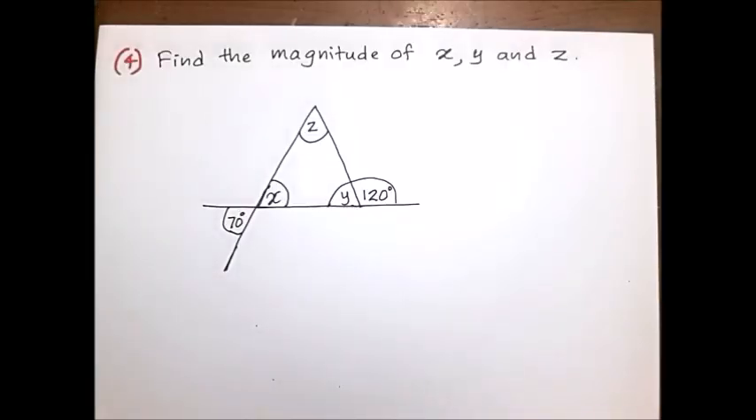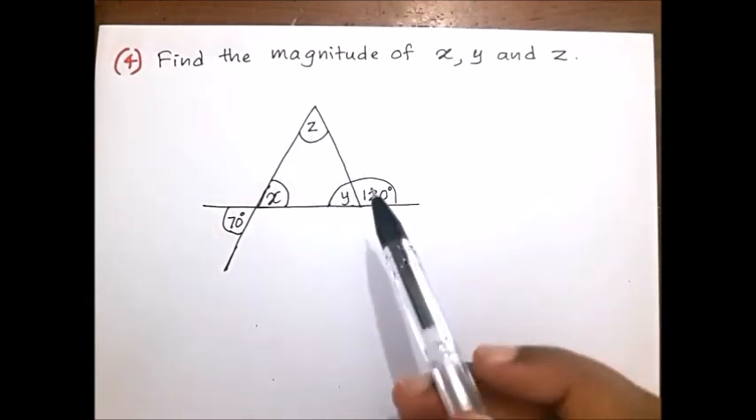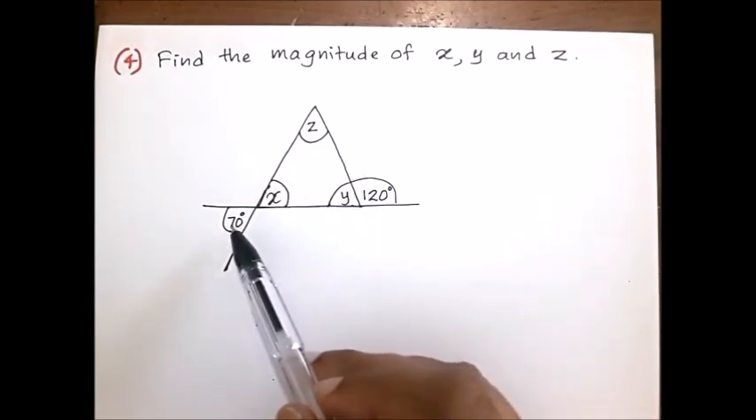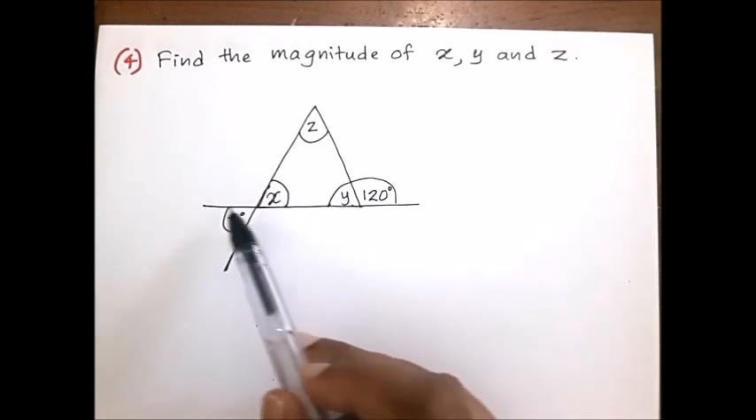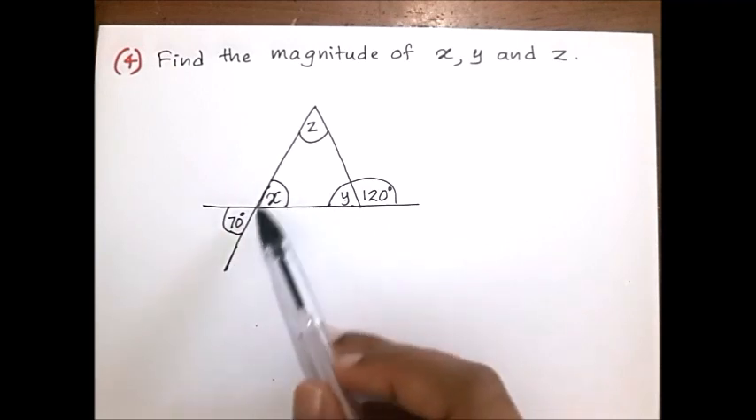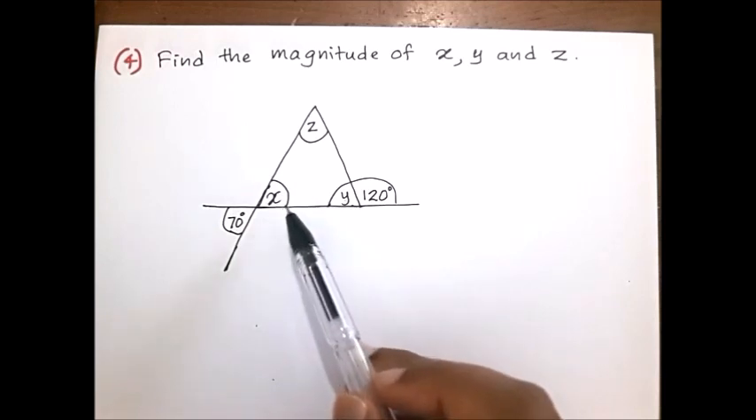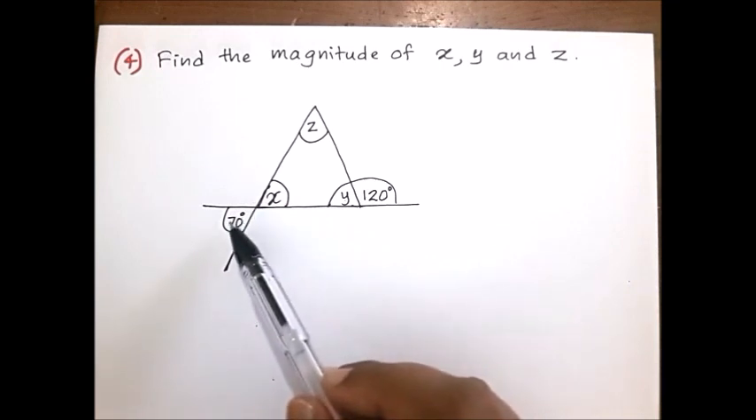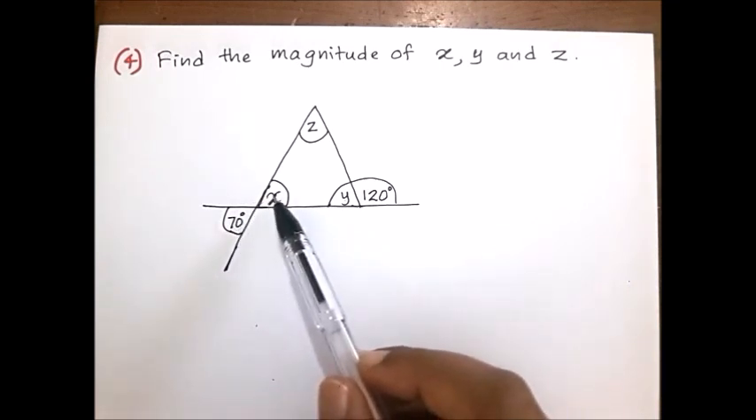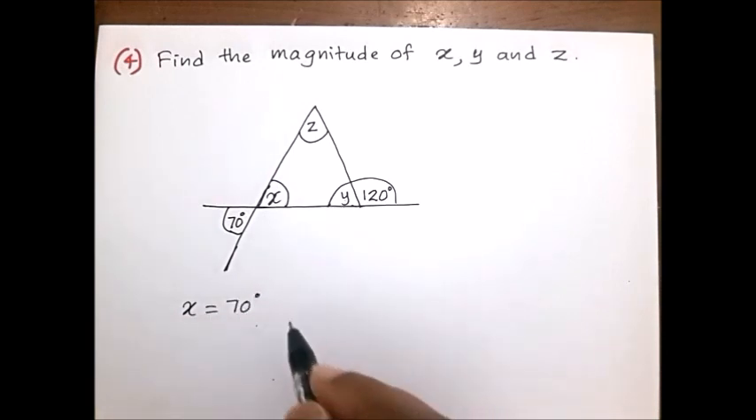Now look at the fourth example. Find the magnitude of x, y, z. x, y and z here. Now look at here. What is the relationship between these two angles? This is a straight line and this one is also a straight line. When two straight lines intersect each other, these two are vertically opposite angles. What can you say about vertically opposite angles? They are equal in magnitude. So the value of x is equal to 70 degrees. Here you have to write the reason.